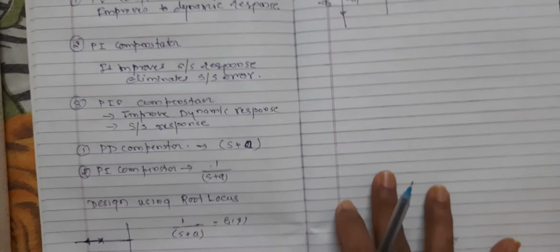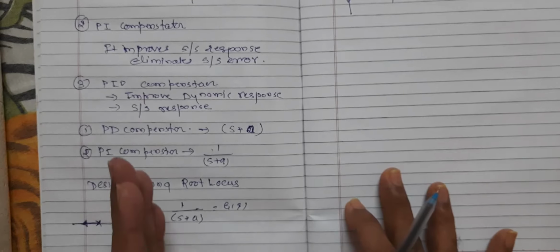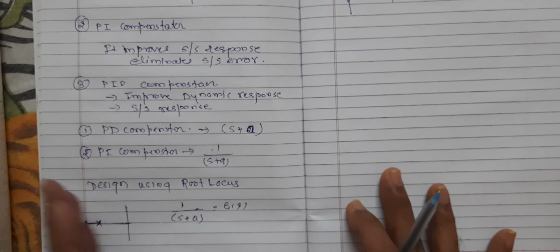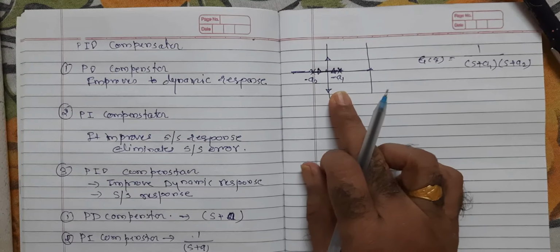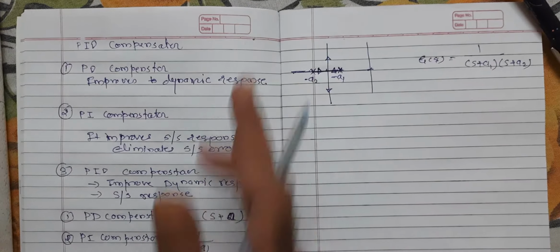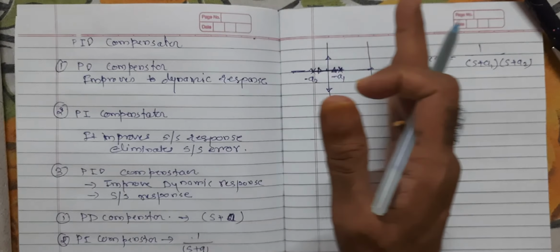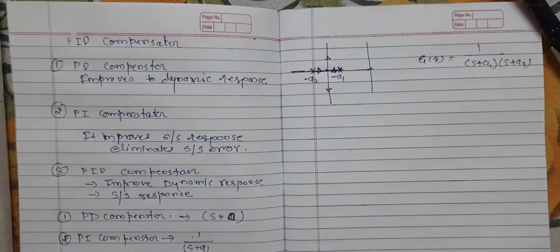Now see here, if there is only one pole, my root locus exists completely on the left side. When there are two poles, my root locus shifts to the right side.